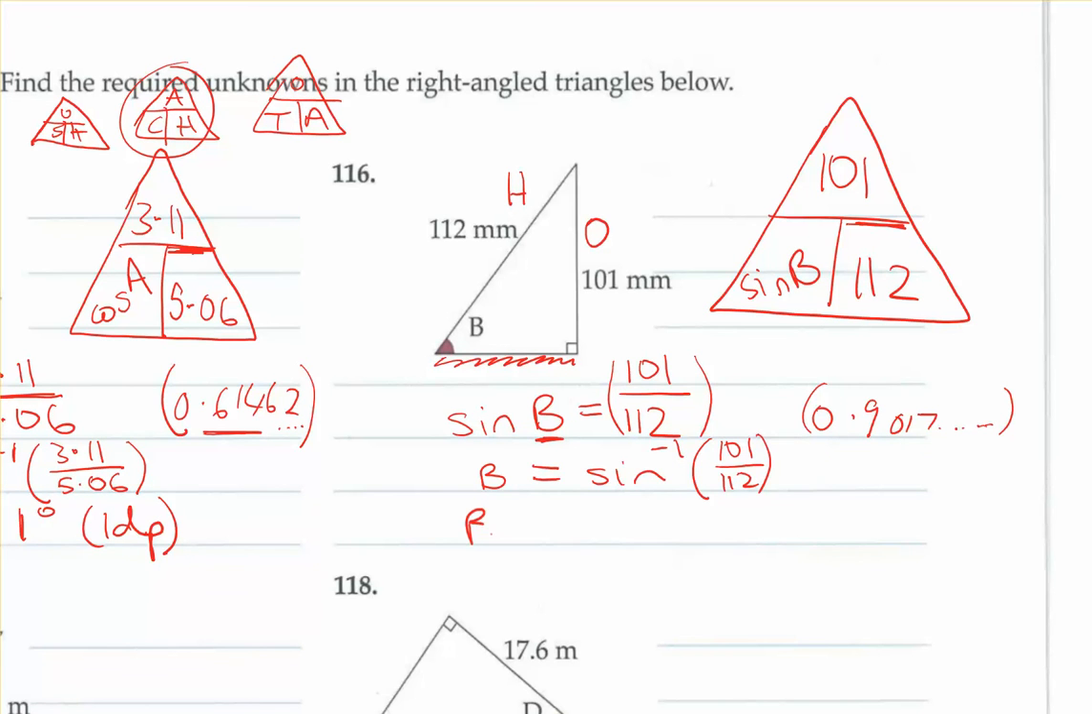So in one step, B equals second function and then sine. Put in the brackets, really important. 101 divided by 112, close the bracket. Rounding to 1 decimal place, 64.4 degrees to 1 decimal place.